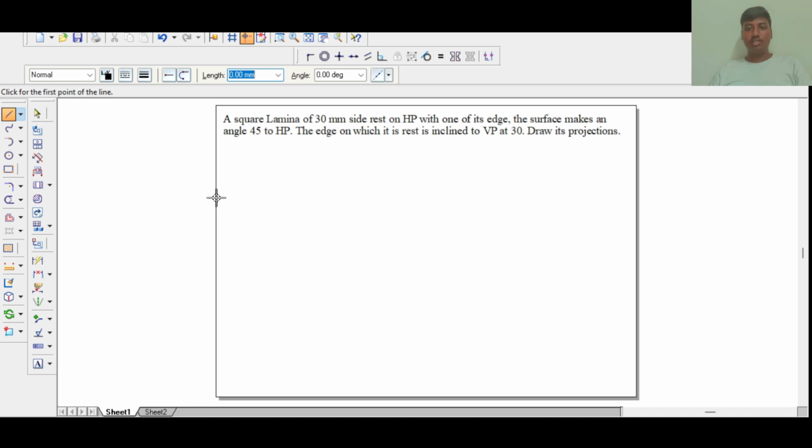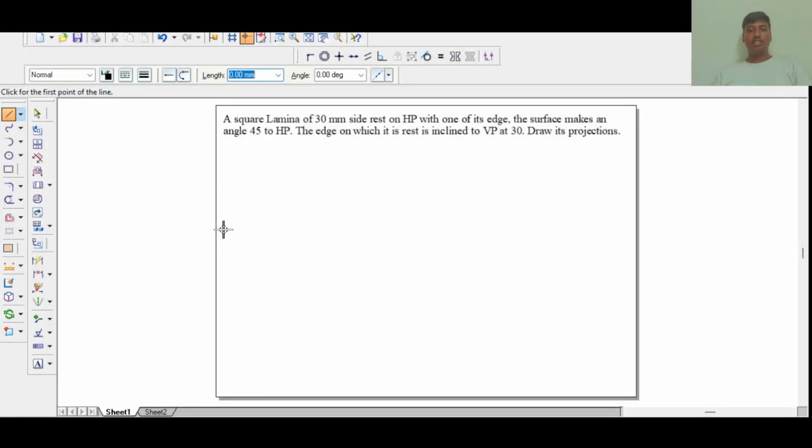So the first question is, a square lamina of 30 mm side rests on HP with one of its edge. The surface makes an angle 45 to HP. The edge on which it rests is inclined to VP at 30 degrees. There are three parts in this question. So let's do the question by parts. So the first part, the square lamina of 30 mm side rests on HP with one of its edge.